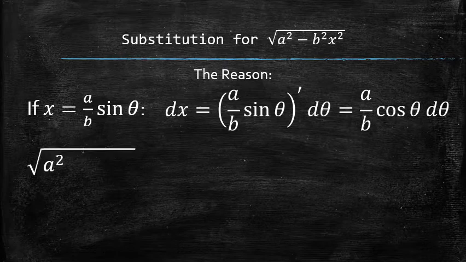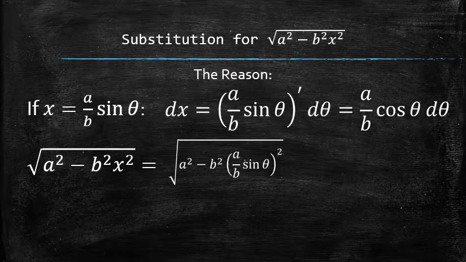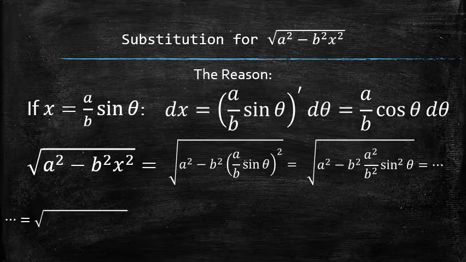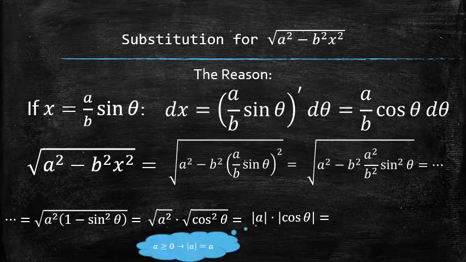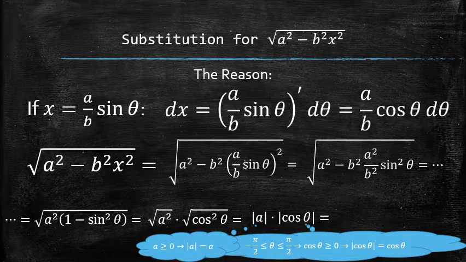And to see what happens to the original radical expression, we replace x with a over b sine theta, distribute the square over the product, simplify, and factor the common factor a squared. Then, after using the Pythagorean identity and the properties of the square root, we finally rewrite the original expression as the product of the absolute values of a and the cosine of theta. Assuming that a is positive and theta is between negative and positive pi over 2 allows us to get rid of the absolute values.